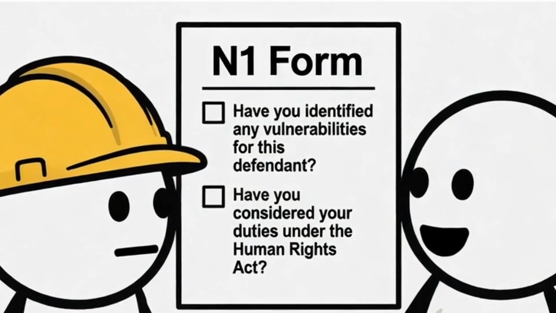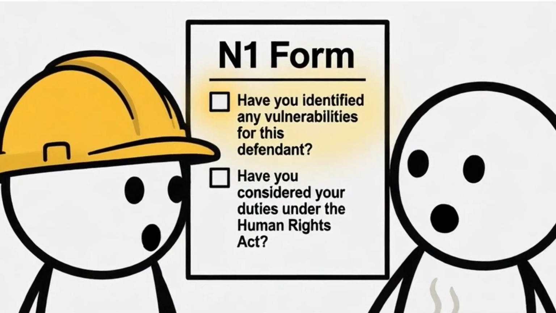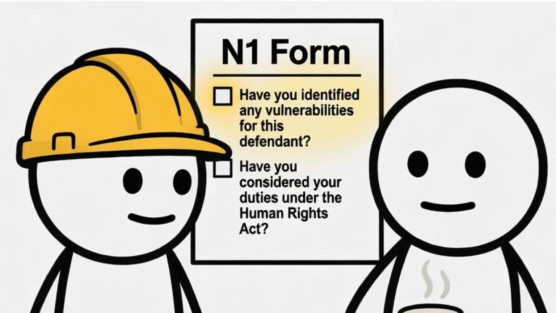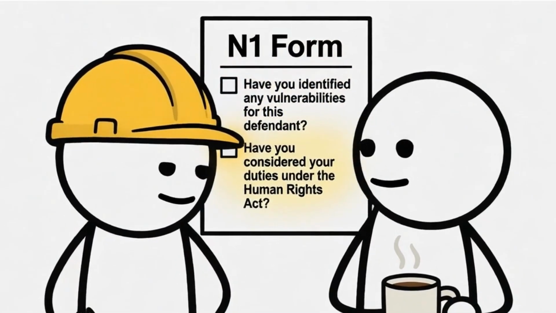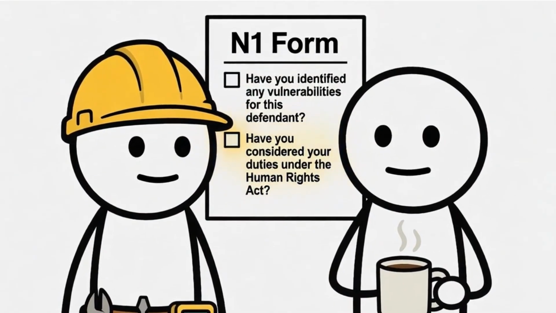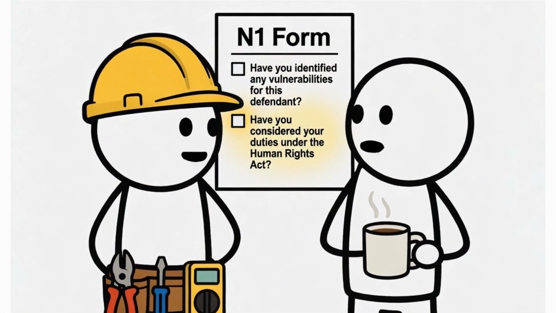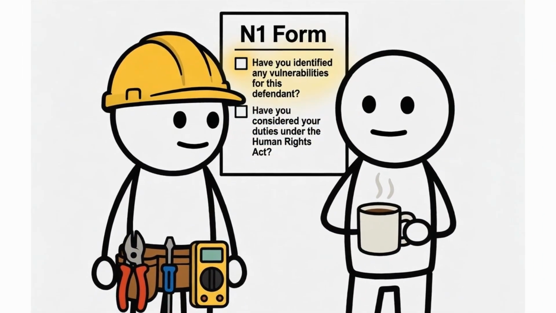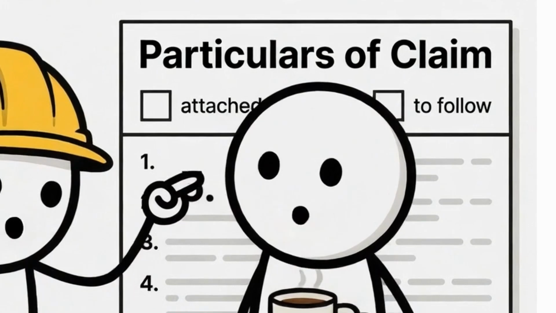Two questions about vulnerability and Human Rights Act issues follow. One box asks whether the claimant or a witness is considered vulnerable, with space to explain what steps, support, or adjustments may be needed. Another asks whether the claim involves any issues under the Human Rights Act 1998, with yes or no options. The Particulars of Claim section is where the main details of the claim appear.